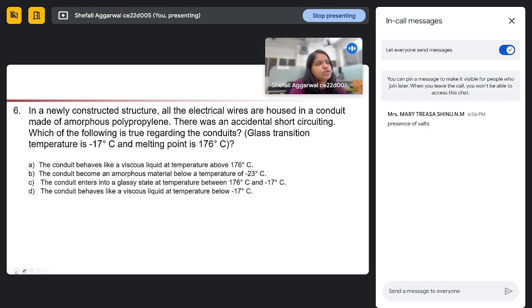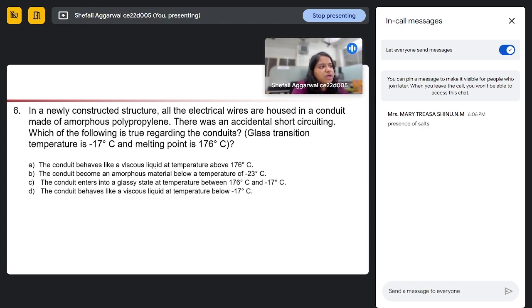So the next question is, in a newly constructed structure, all the electrical wires are housed in a conduit made of amorphous polypropylene. There was an accidental short circuiting. Which of the following is true regarding the conduit? So glass transition temperature is minus 17 degrees Celsius and melting point is 176 degrees Celsius.